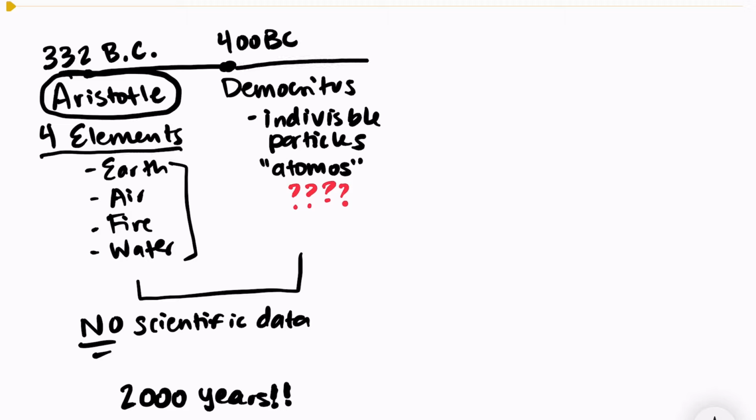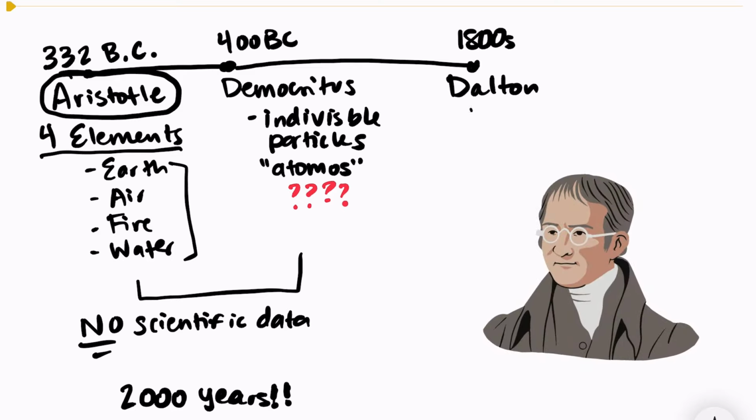It wasn't until the early 1800s, so almost 2,000 years later, that another scientist came onto the scene, and his name was John Dalton. And Dalton made an atomic theory based off of evidence. So this was not just a theory that he pieced together through philosophy. This was actually based on scientific evidence. And there were a few things in his theory that are important to note.